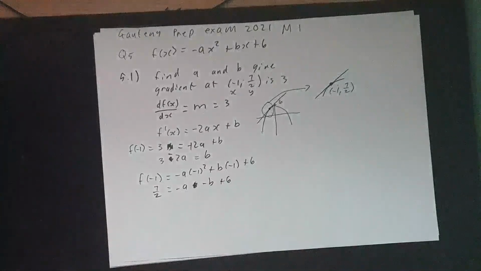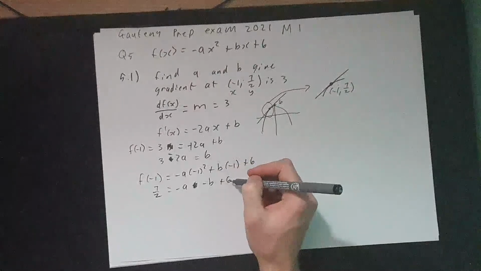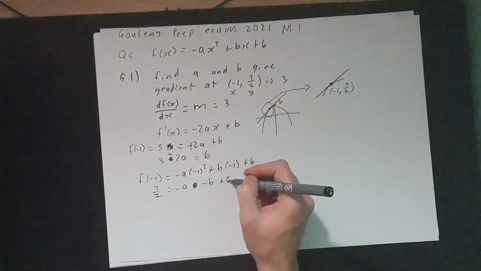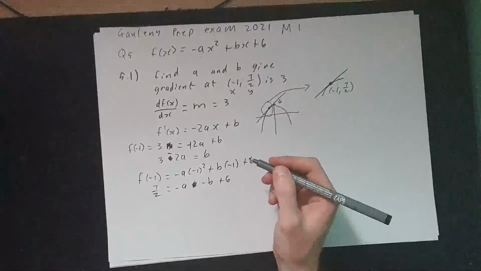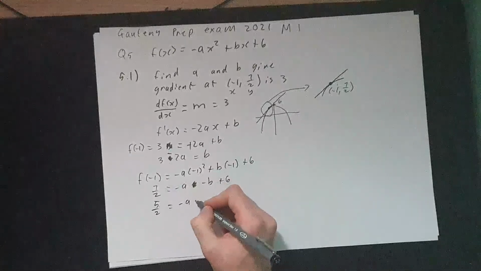Now we're going to go check what 7/2 minus 6 is. Let me just have a look for my calculator. Okay, so we can do this the long way. That's going to be 12/2. So 7 minus 12 is -5. So we're going to end up with -5/2 on this side equals -a minus b.